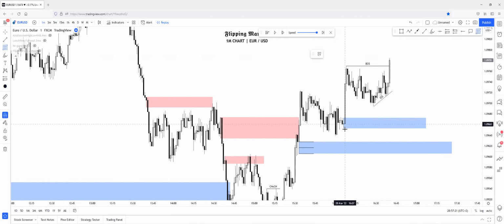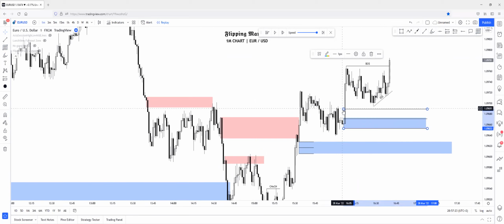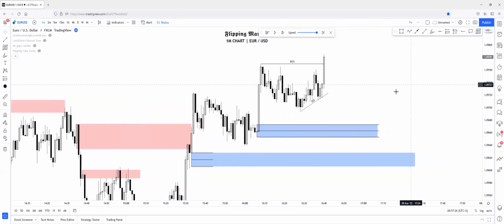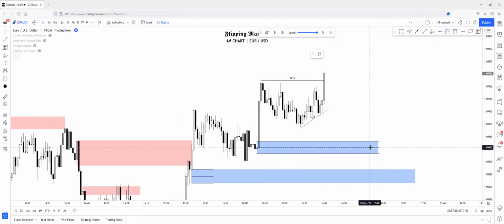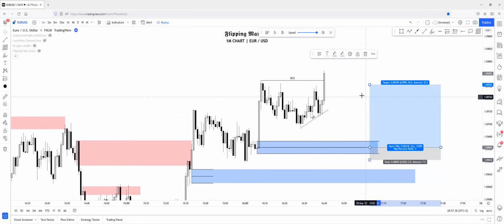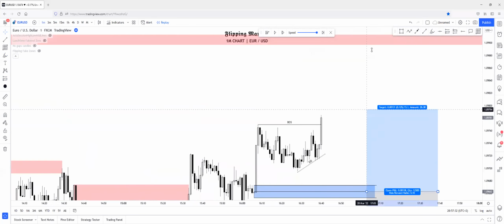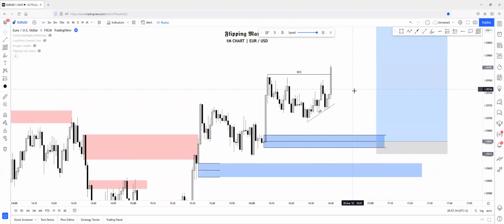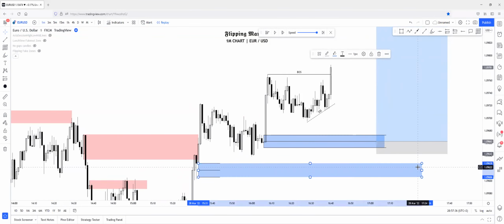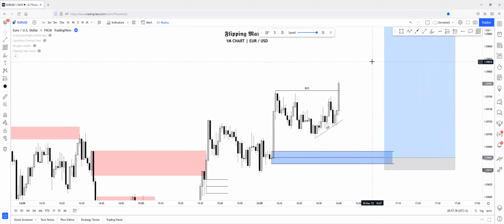And we are using a 50% entry, equilibrium entry again, on this zone because there is more wick than candle. 50% entry, 2 pip stop loss, targeting the same supply zone up here. And let's see what happens. I will just delete this zone.